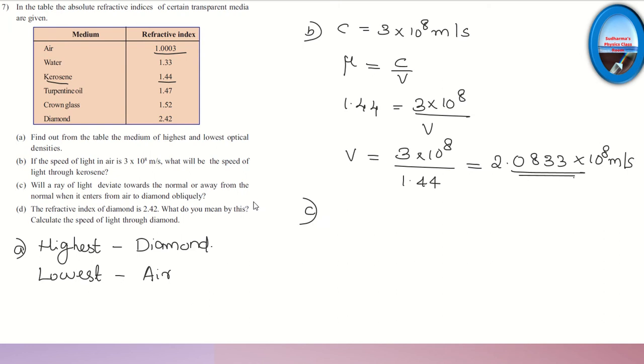Question C. Will a ray of light deviate towards the normal or away from the normal when it enters from air to diamond obliquely? So air refractive index is 1.003 and diamond refractive index is 2.42. So what does it mean? The ray is traveling from rarer to denser medium. So what happens to the ray which travels from rarer to denser medium? It bends towards the normal.